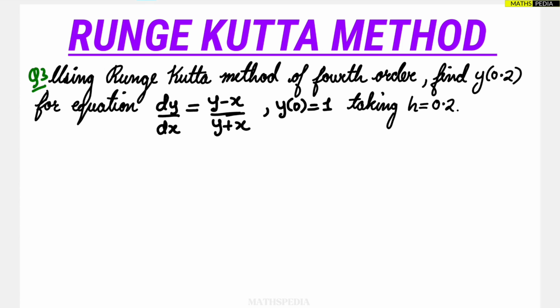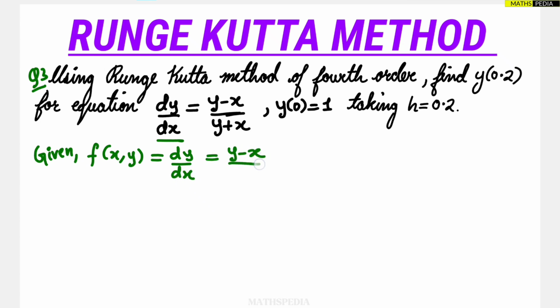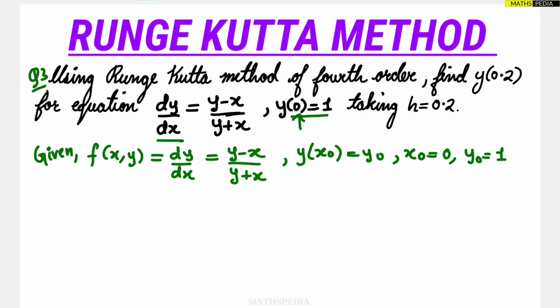First thing, you need to write whatever is given in the question. That is very important. Now, function of x comma y, you always remember, is basically the dy by dx value. That is directly given: y minus x divided by y plus x. Next, y of 0 is equal to 1. You need to remember: y of x naught is equal to y naught. That means inside the bracket, whatever is there is x naught. So here it is 0, and the y naught value, the RHS part, is 1.